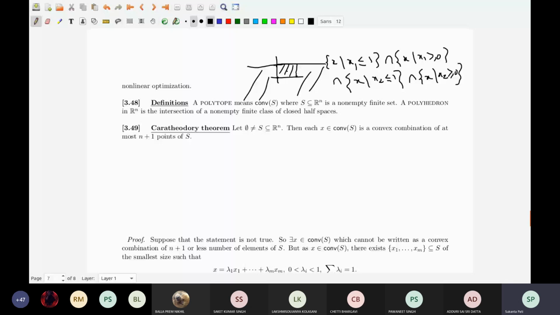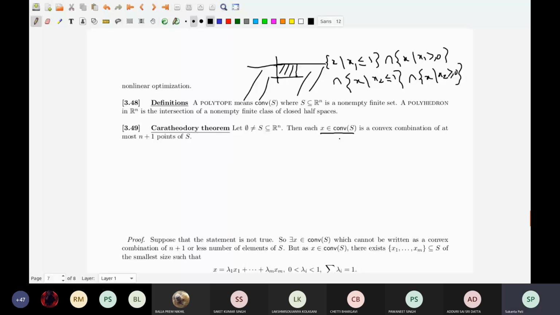Okay, so I am looking at the convex hull, and I choose a point X from the convex hull. Choose a point X from the convex hull. Okay. Now I am wondering, okay, this is a point from the convex hull. So either it is straight away a point from S, or it is definitely a convex combination of some points of S.